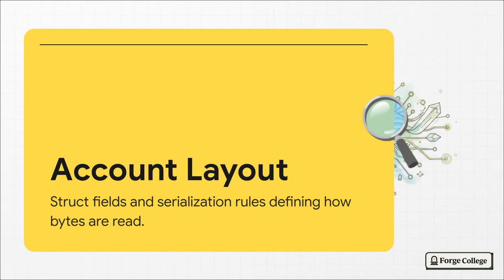I actually want to zero in on account layouts for a second, because this is crucial. On Ethereum, a storage slot mismatch is a headache, sure. But on Solana, a layout mismatch translates to a catastrophic deserialization failure. We're talking silent data corruption. Account layouts define the exact struct fields, the size, and the serialization rules, usually via Borsh, that define exactly how state bytes are read and written. They are absolutely sacred. Do not mess with them lightly.